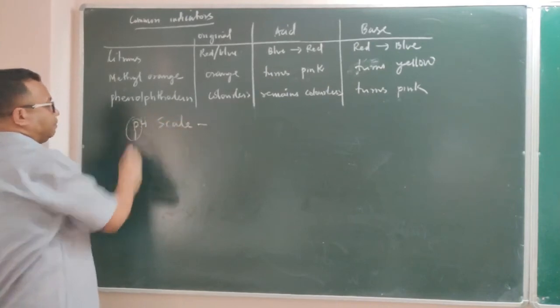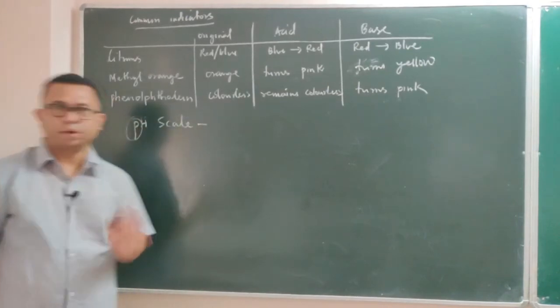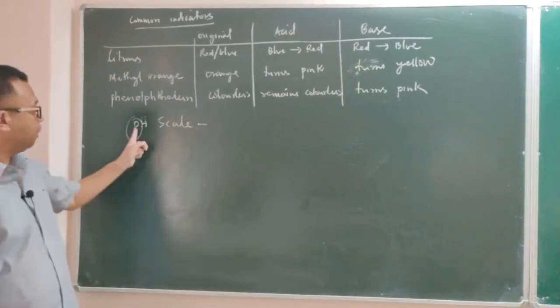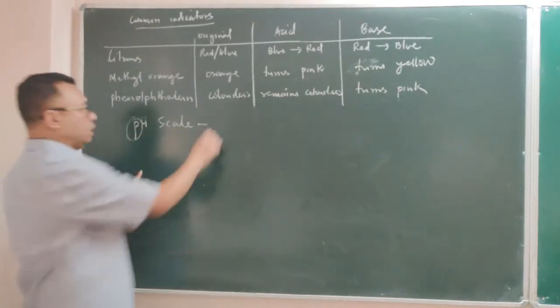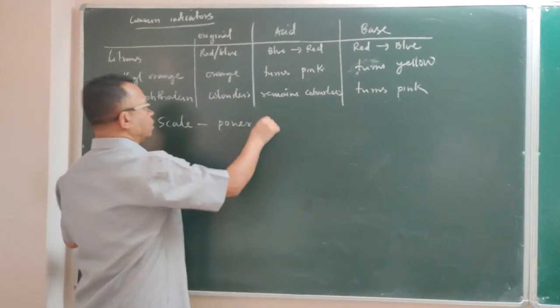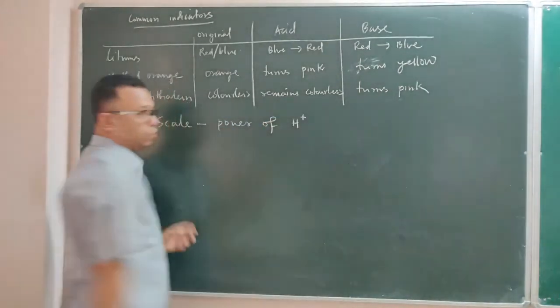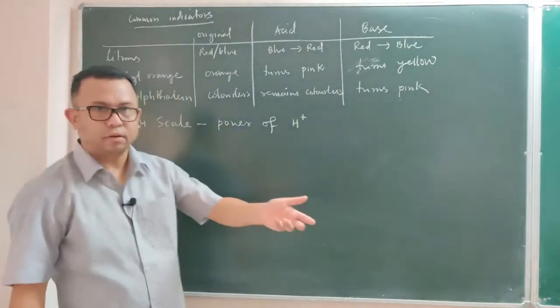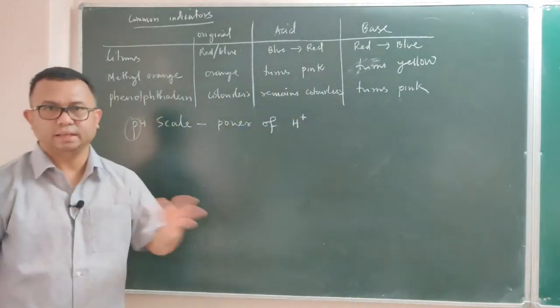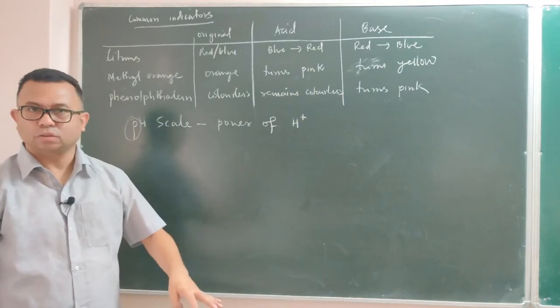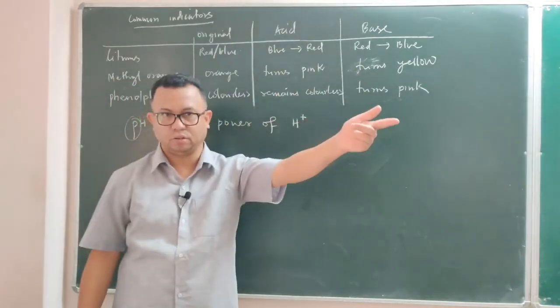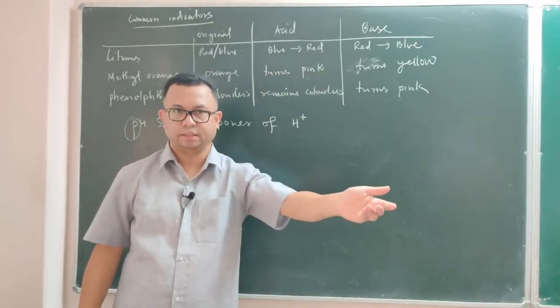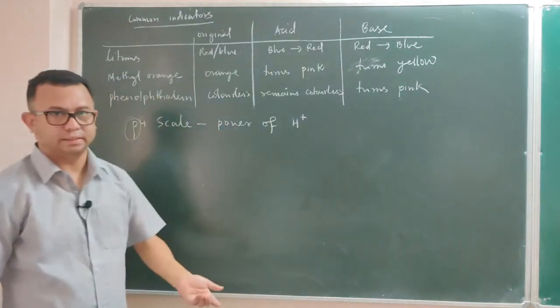Now P here stands for potenz. Potenz actually means power. So power of hydrogen ion. So I can say that this means power of hydrogen ion concentration. So we are measuring the hydrogen ion concentration. The more the hydrogen ion concentration, the more acidic it is. Lesser hydrogen ion concentration means there will be more hydroxyl ion concentration, which means more basic nature, or less acidic nature.